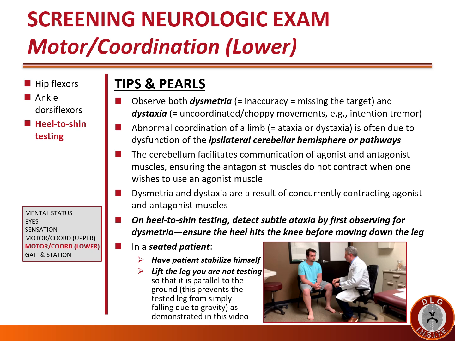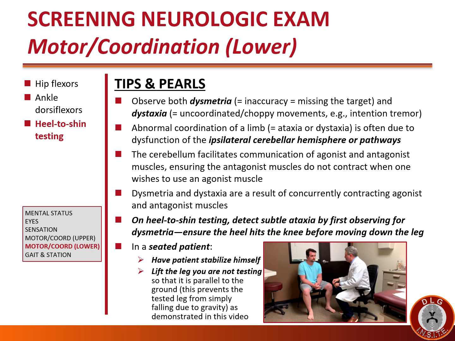Tips and pearls. Motor coordination lower, heel to shin testing. As in finger to nose testing, observe both dysmetria, inaccuracy or missing the target, and dystaxia, uncoordinated or choppy movement such as an intention tremor. Abnormal coordination of a limb is also known as ataxia or dystaxia and is often due to dysfunction of the ipsilateral cerebellar hemisphere pathways. The cerebellum facilitates communication of agonist and antagonist muscles, ensuring antagonist muscles do not contract when one wishes to use an agonist muscle. Dysmetria and dystaxia are a result of concurrently contracting agonist and antagonist muscles.